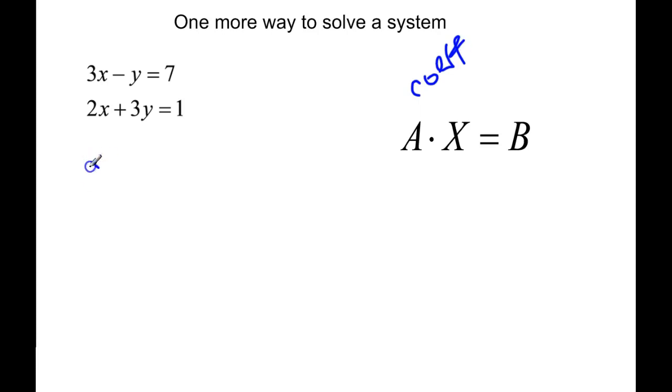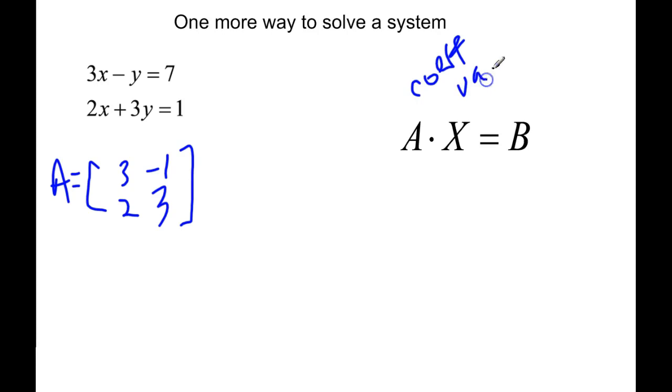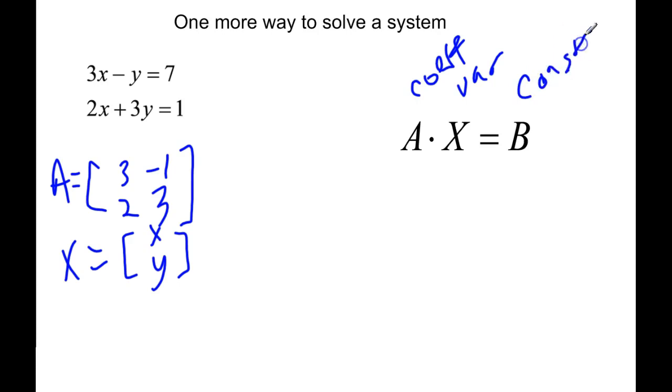So in this case, the coefficient matrix A, capital letter because it's a matrix, is going to be 3, -1, 2, 3. The next x is considered the variable matrix, and so in this case x would be equal to x and y. And B is the constant matrix. Writing with my finger here, that's why it looks a little funny. So B is the constant matrix.